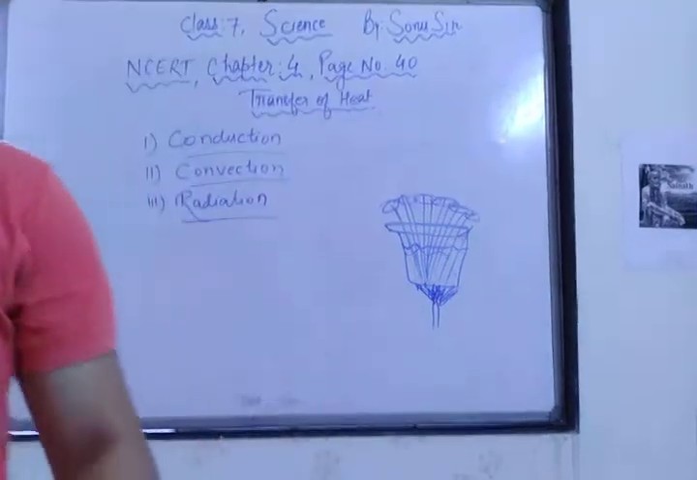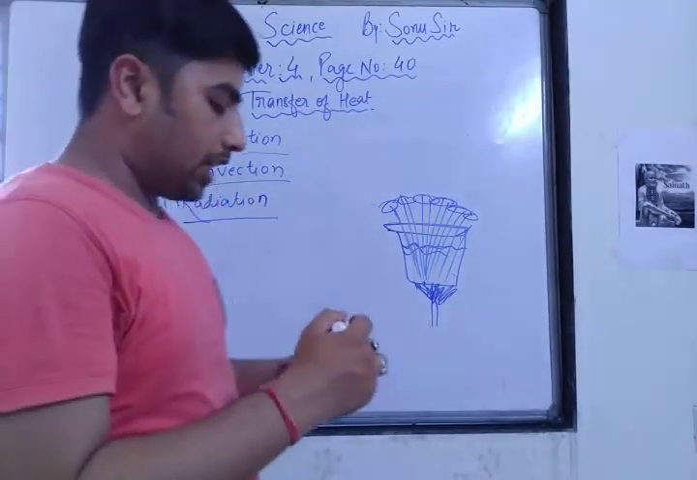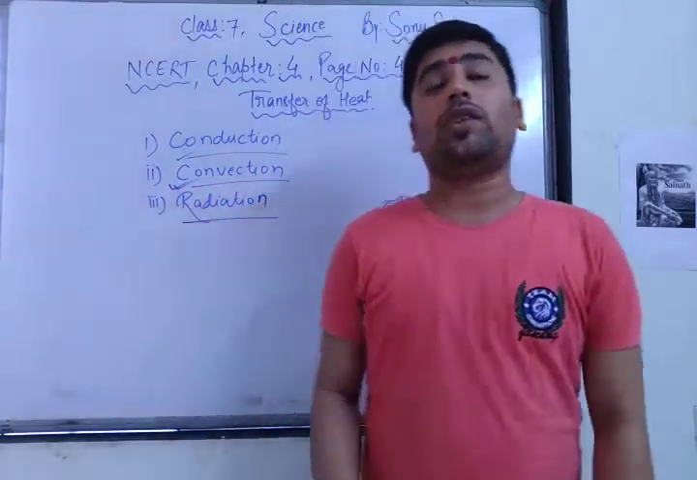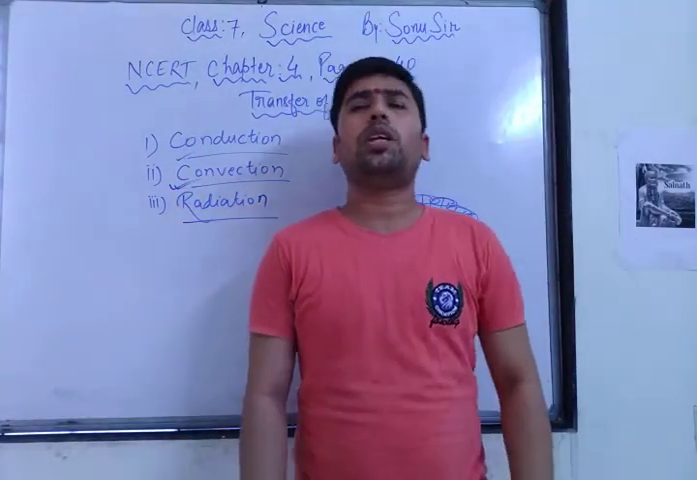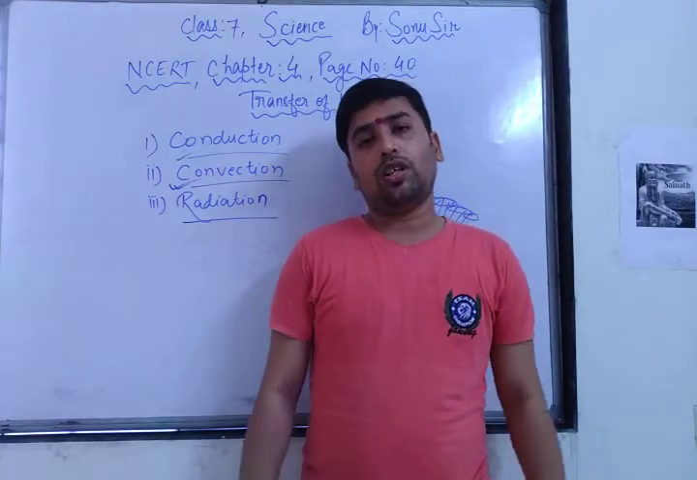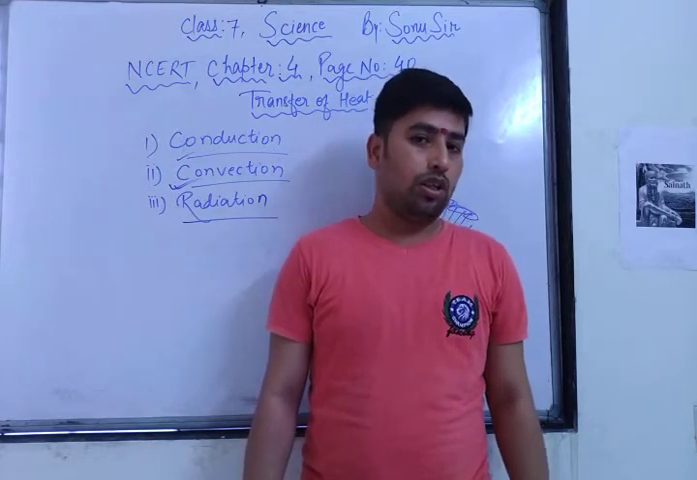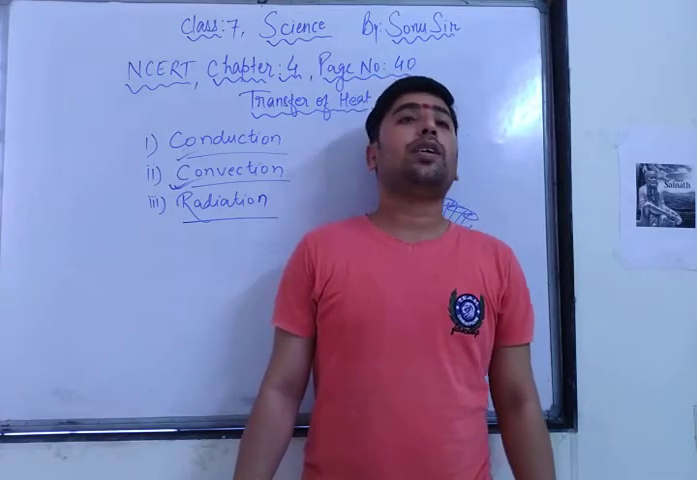So in this activity especially we will describe convection. In the previous activity we described conduction. Now in this activity we describe convection. What is convection? Can you tell me? Convection means a process by which hot air rises up and cool air comes down.